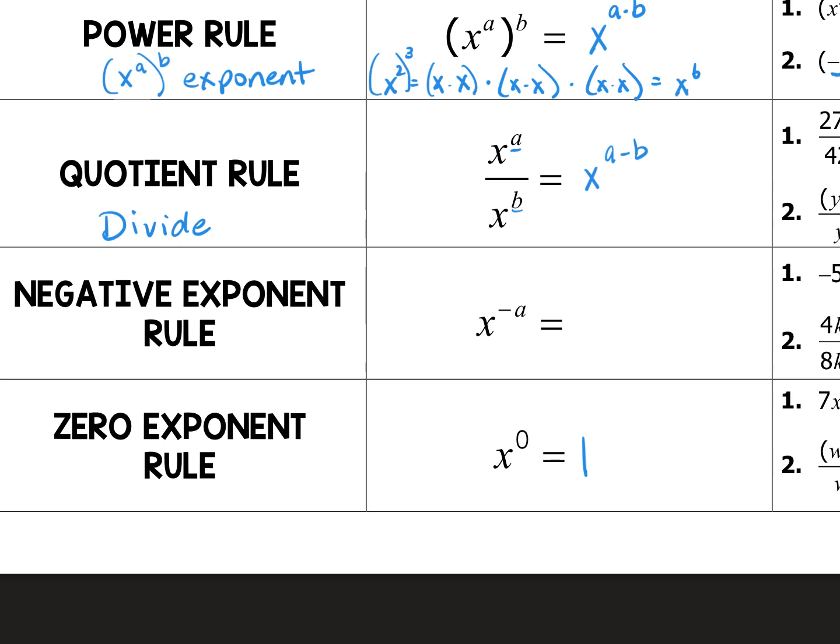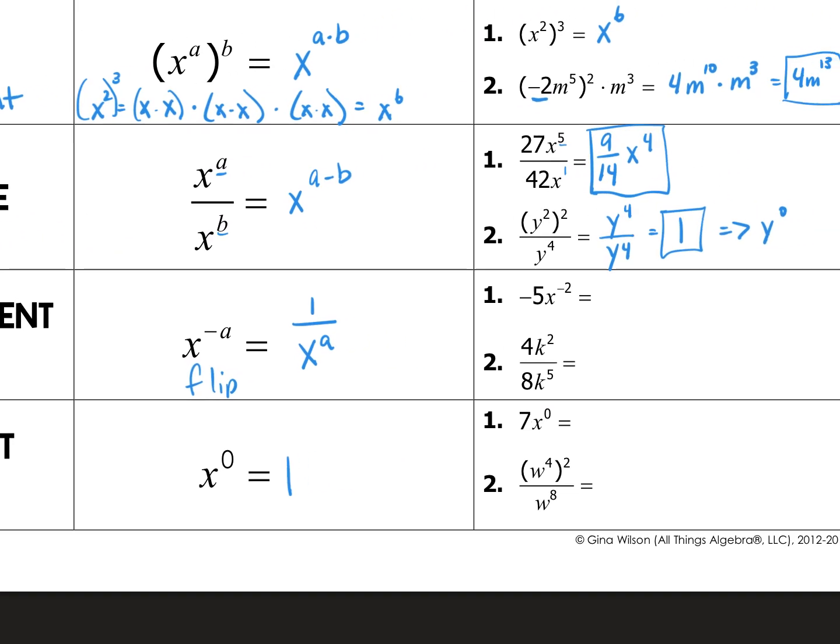You are going to create the reciprocal, which means you're just going to flip it. So write yourself a little note: flip. And you're going to have 1 over x to the a. All right, so let's look at example number 1.